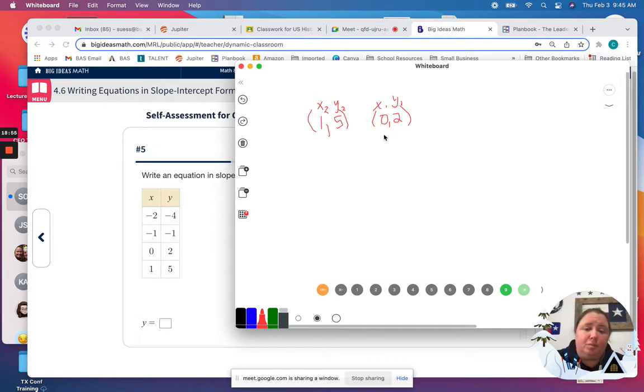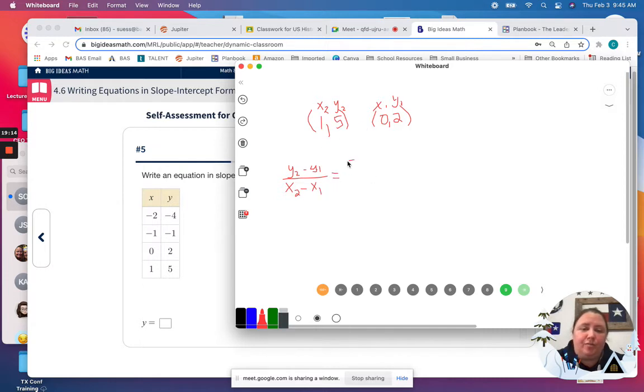Write it down, please. All right, so let's do this. Our equation is y2 minus what? Oh, everybody fell asleep. Y1. Yay! Over x2 minus X1. Yes.